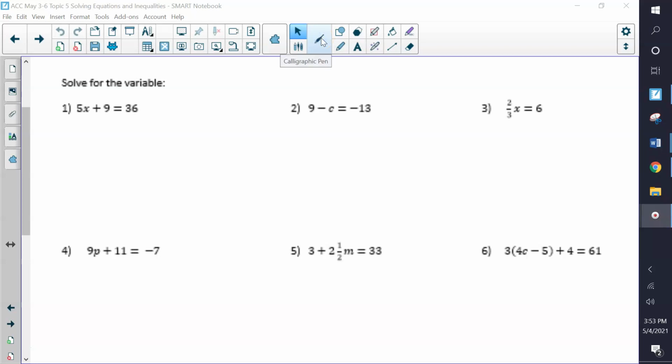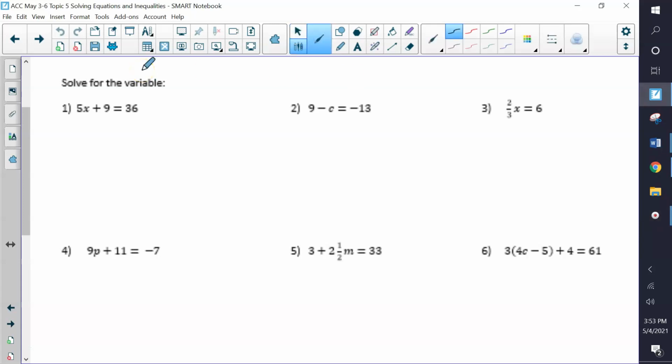Hey class, I'm going to go over maybe the first 6 right here, and you can watch as I walk through these. Take number 1. Now remember our basic steps. We want to isolate the variable in the end, but first we need to isolate the variable term. So get rid of everything except for the variable term, and then we can isolate the variable. So let's just take it one step at a time.